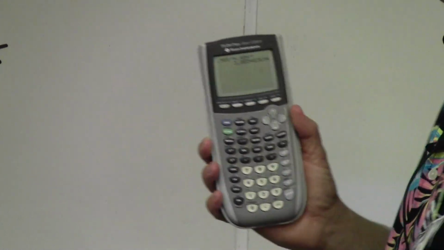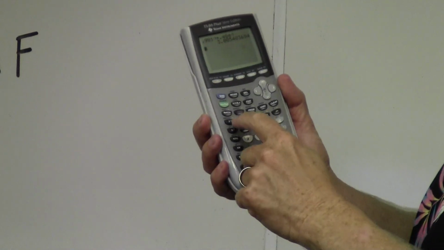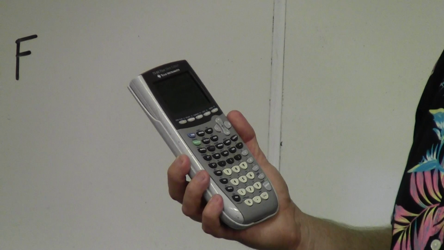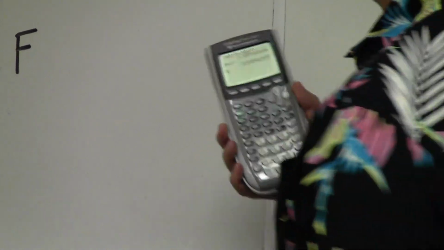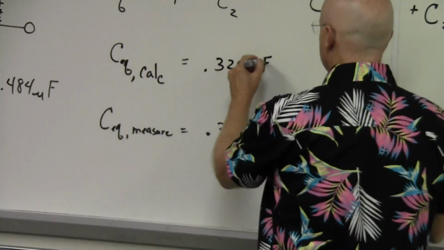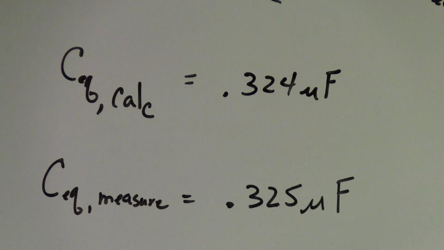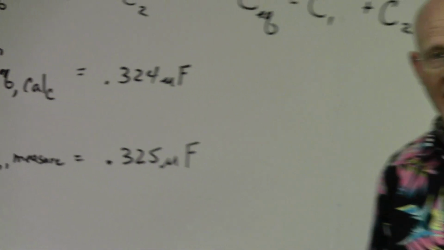Now I'm not quite done, because to get the answer, I need to take the reciprocal, which is great. I just hit that reciprocal key again and hit enter, and I get 0.324 microfarads. Oops, I said I wasn't going to write it down, and I did. But I wanted to show you that calculation. I wanted to show you the reciprocal key of that.